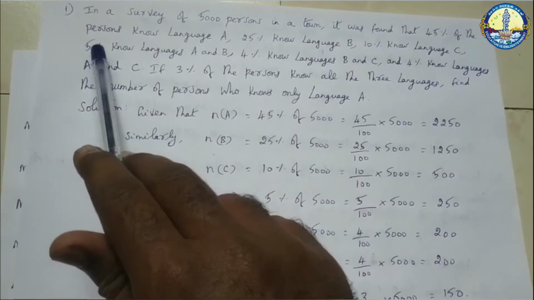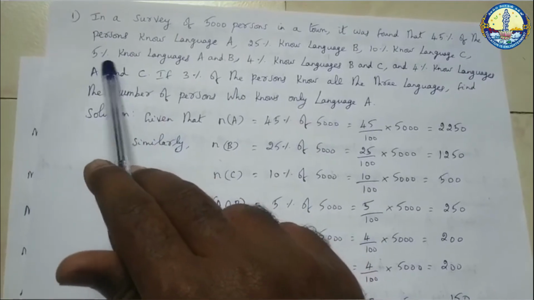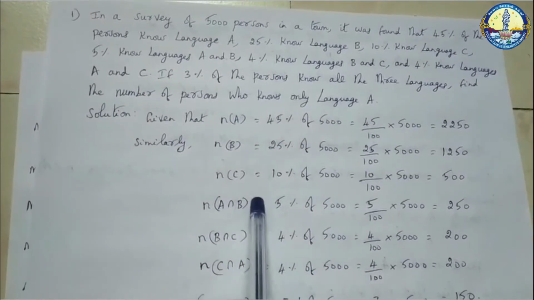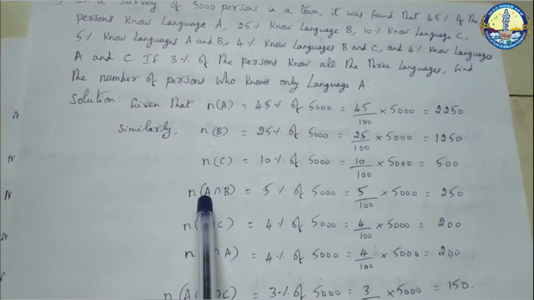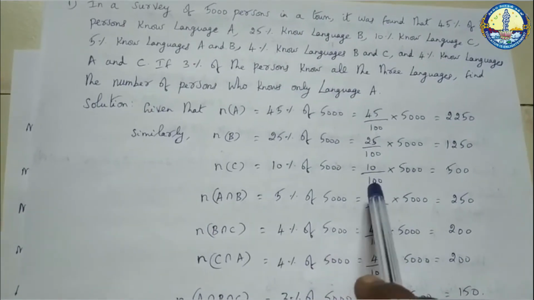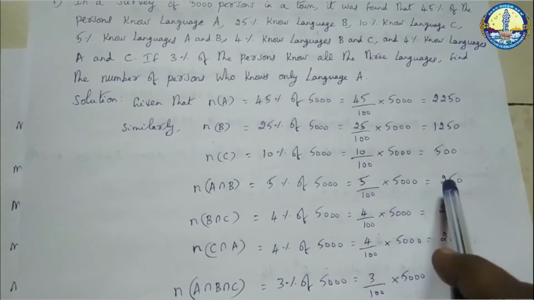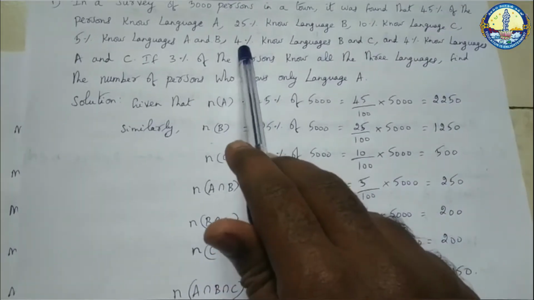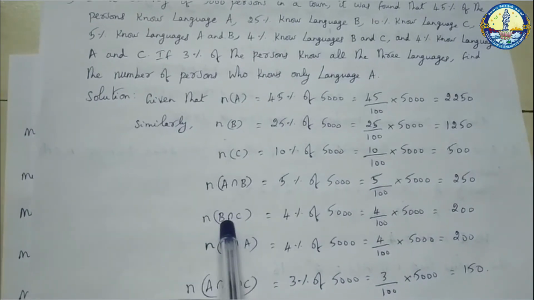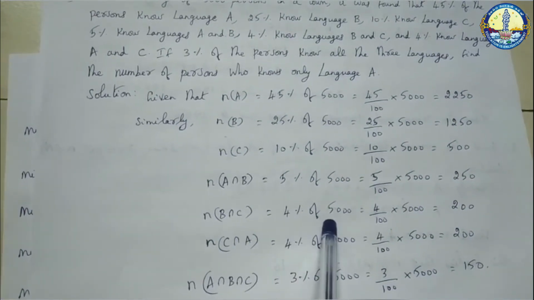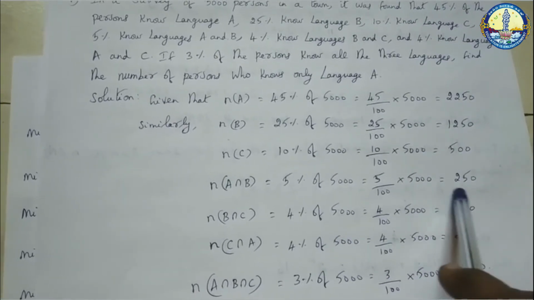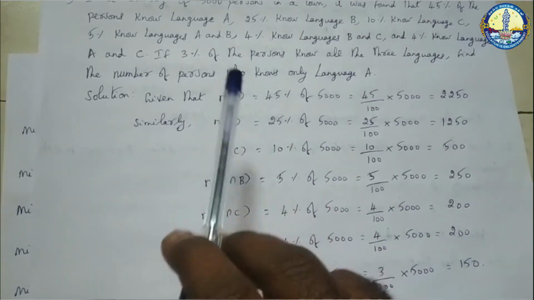So then, 5% know languages A and B. Okay, so the number of persons in language A and B means both A and B. So that is A intersection B. So the number of A intersection B is 5% of 5,000. So 5 by 100 into 5,000, which is equal to 250. So 4% know languages B and C. So n of B intersection C is 4% of 5,000, equal to 4 by 100 into 5,000, which is equal to 200. So 200 persons know languages B and C.